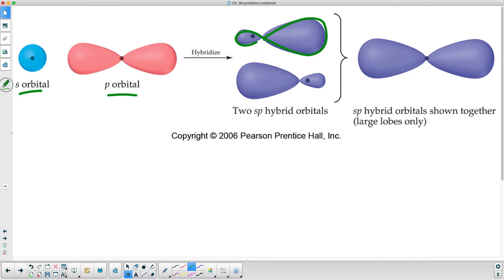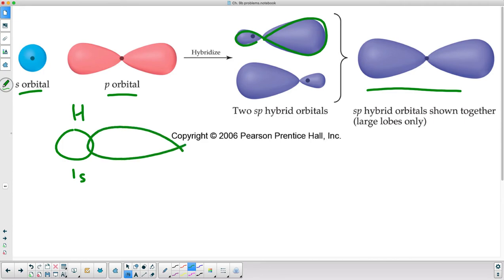When we put them together, we see something that looks like this. So here's one orbital, here's another orbital. We put them together. Here is our H with our 1s orbital, and then over here is going to be some of the sp orbital, like that. And then the other one, okay. Now we have 4 that we have to account for.